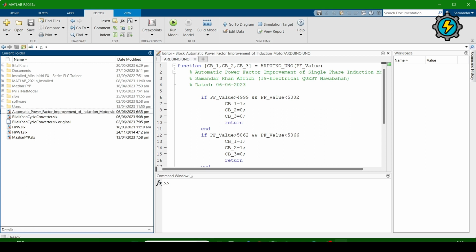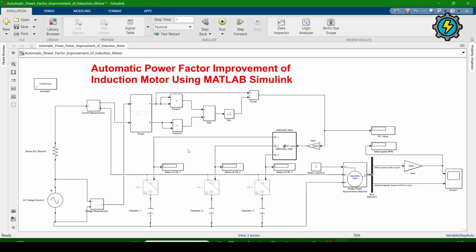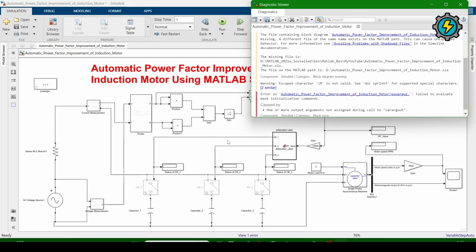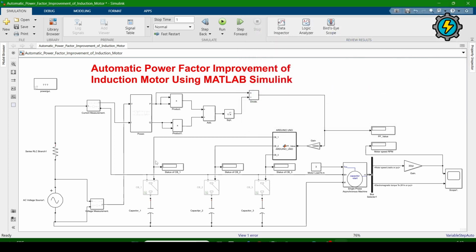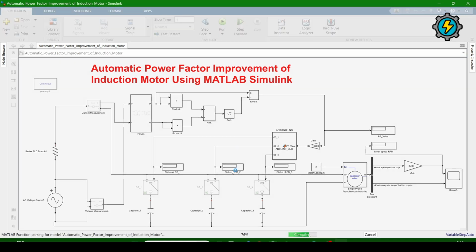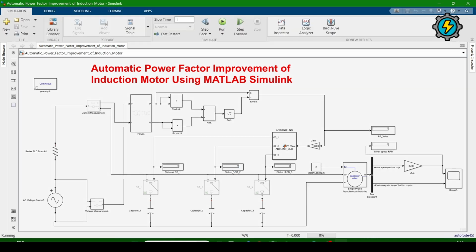So now I will run the simulation, then it will give no error. So again I am going here, and then I will run this simulation. Now it is giving a fail to evaluate mask initialization commands. Now again I am running it. Now you will see that it gives no error in the simulation.